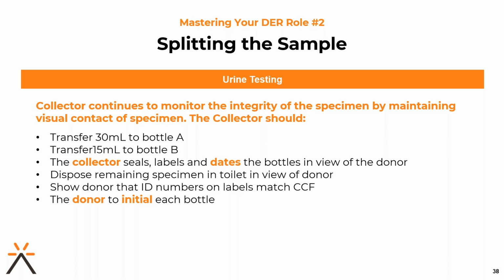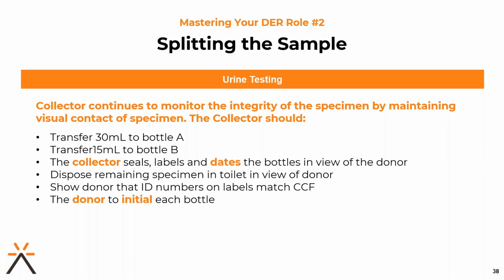Then they're going to take the remaining urine, dispose of it, throw it down the toilet, and then bring those 2 vials and the chain of custody back to the donor, have the donor look at the 2 vials, and look at the chain of custody, and make sure they match. If they don't match, it's a fatal flaw. You want those to match. Then you're going to tell the donor, okay, now that you can see that this all matches, I need you to initial each bottle. Then the donor initials the bottle.